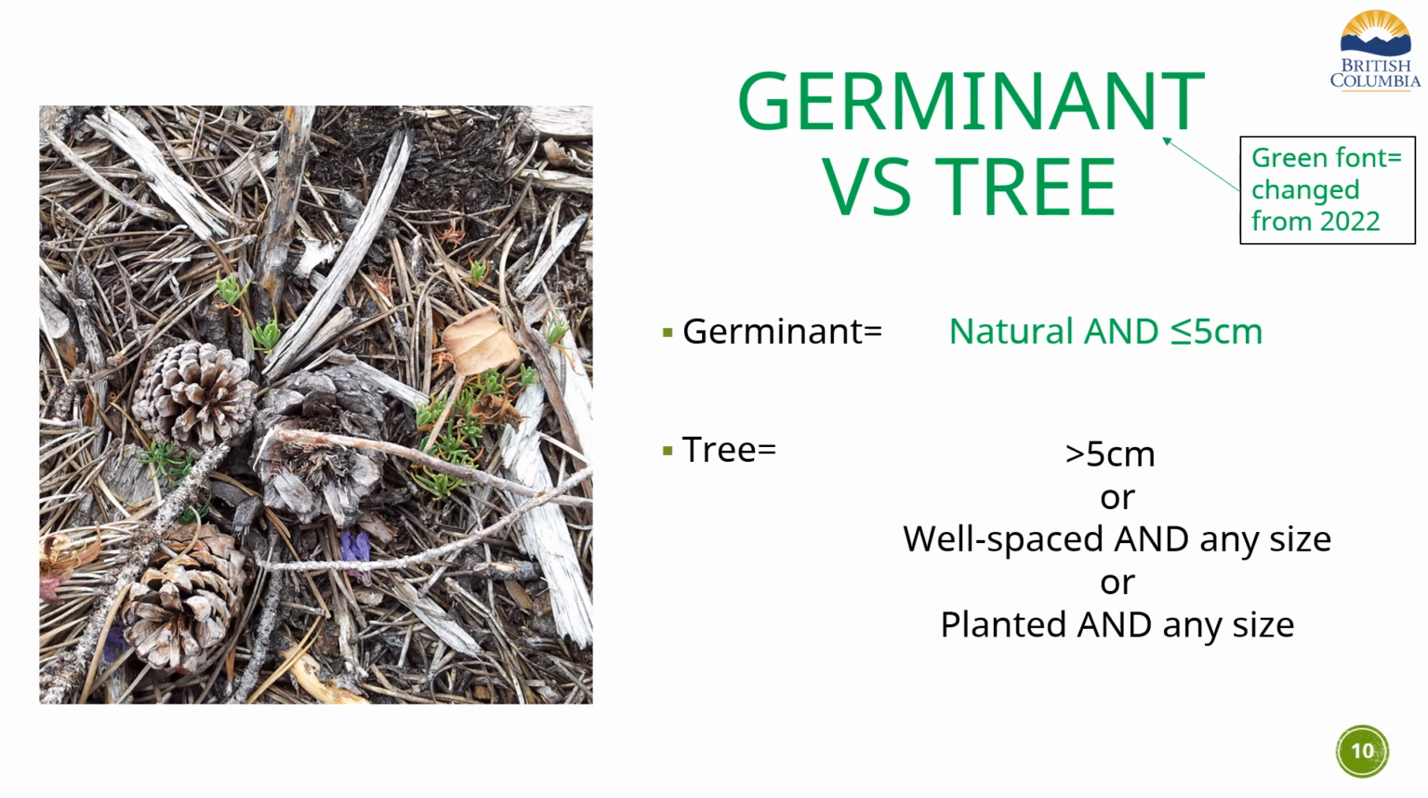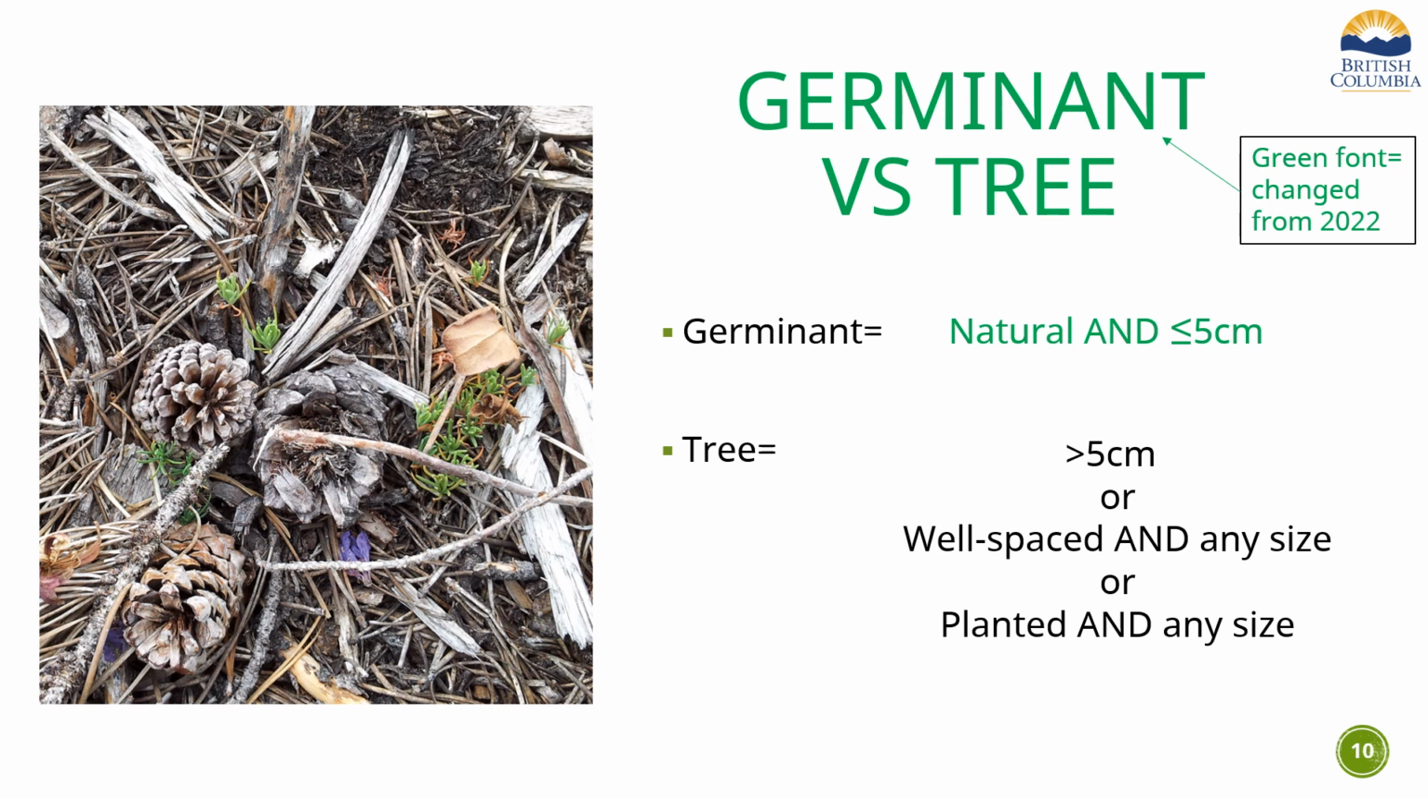Next, I mentioned that tree tallies by species include everything but germinants. So it's important to understand the definition of a germinant. This has changed since 2022. It's been simplified based on feedback. A germinant is less than or equal to a 5 centimeter natural. So if you have a seedling that is greater than 5 centimeters, it's counted as a tree. Equally, if you have a planted seedling that's under 5 centimeters due to browse or some other damage, it's still considered a tree, not a germinant.